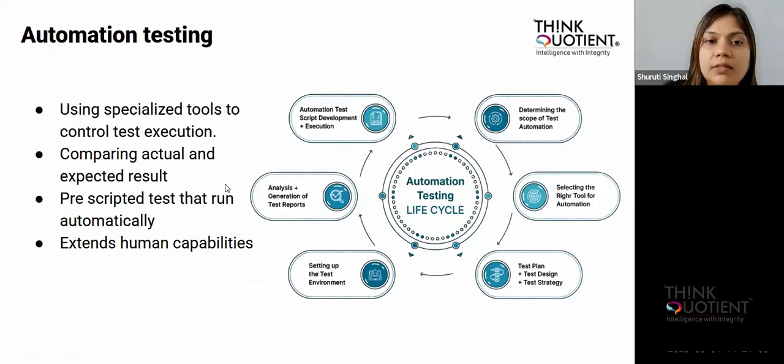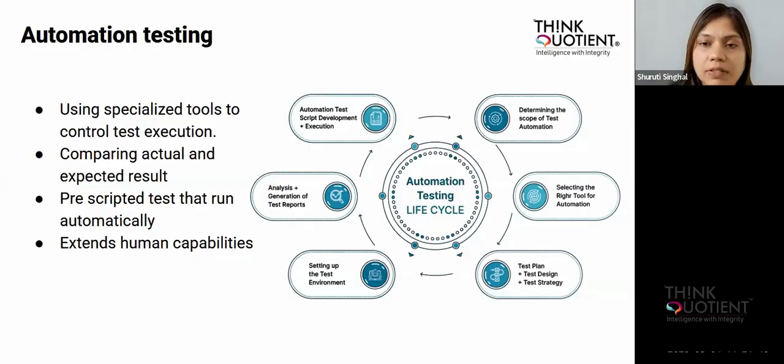Now, what is automation testing? We have discussed it a little bit in the entire session, but it is basically using specialized tools to control the execution, where we are comparing the actual result with the expected result by writing certain scripts which will run automatically. So we are extending the human capabilities. Obviously, the scripts will be written by humans, right? It is not that automatic scripts are coming. But yes, with AI, the scripts will also be automated. But right now, we are writing those scripts.